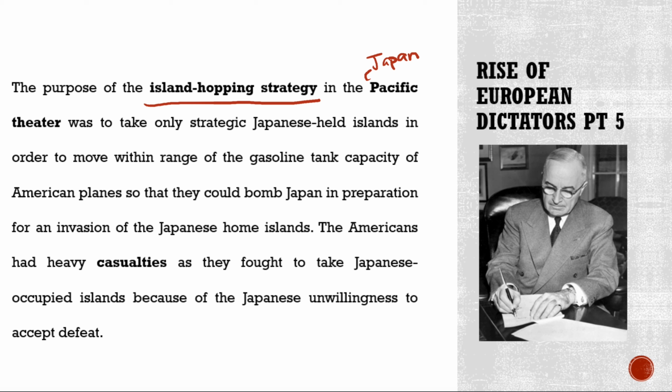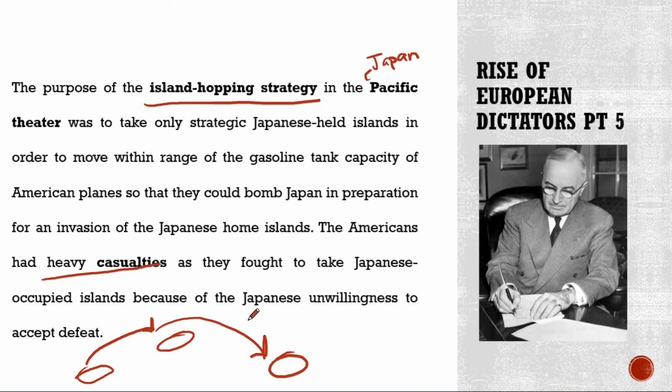The Americans had heavy casualties as they fought to take Japanese occupied islands because of the Japanese unwillingness to accept defeat. We tried using island hopping, which is basically what the name suggests. So they have islands, and we just hopped from one to the other. Because Japan is so far from the United States, it's hard to get there without being able to refuel. So we tried to island hop to keep our planes from running out of gas.